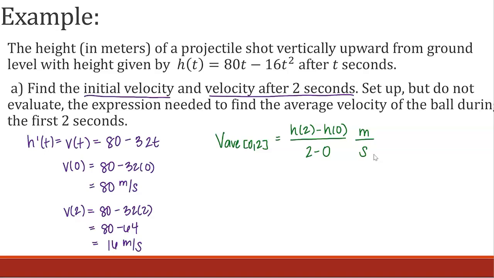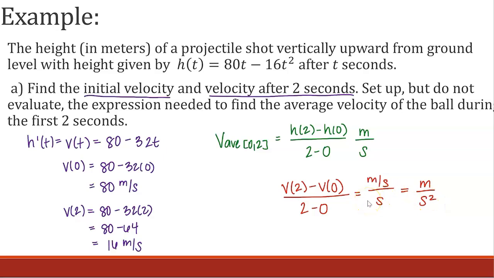I can tell you the most common mistake on this problem is when people see to find the average velocity, they do v of 2 minus v of 0 over 2 minus 0. But let's talk about why that would be incorrect. Velocity would have units in the numerator of meters per second, and then 2 minus 0 is in seconds. So that would give us meters per second squared. So that is not giving us average velocity. This is giving us average acceleration.